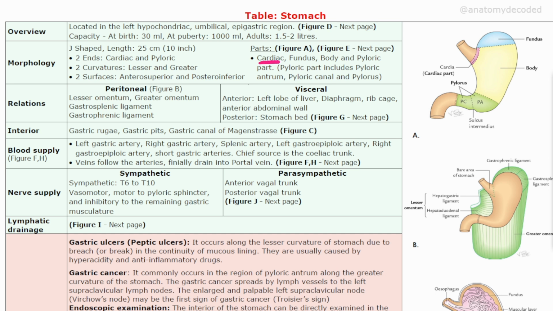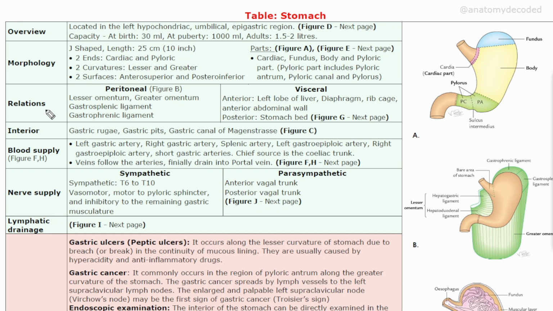Then there are further parts of the stomach. There is a cardiac part, fundus, body, and pyloric part. Here we can see the fundus, the body, and the pyloric part which includes the pyloric antrum, pyloric canal, and the pylorus. The pylorus is a thick muscle coat which is present here.